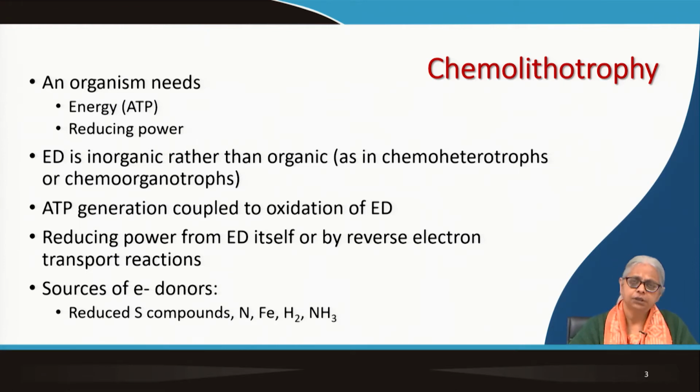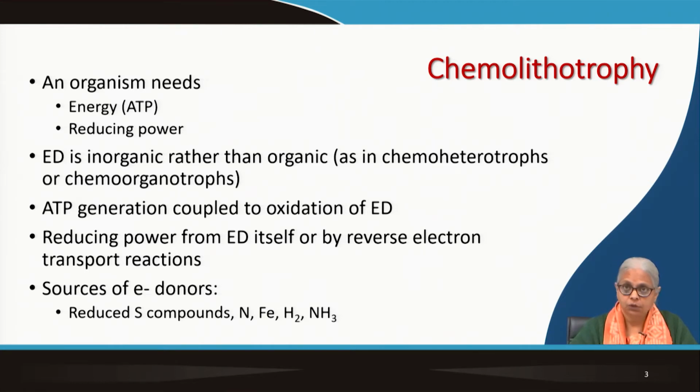Then we have ATP generation, which is coupled to the oxidation of the electron donors. As they are donating their electrons, they are being oxidized, and that is the source of energy for the organism. Reducing power from the electron donor itself can be utilized, or by reverse electron transport reactions. We have seen an example of reverse electron transport reactions in the photosynthetic case.